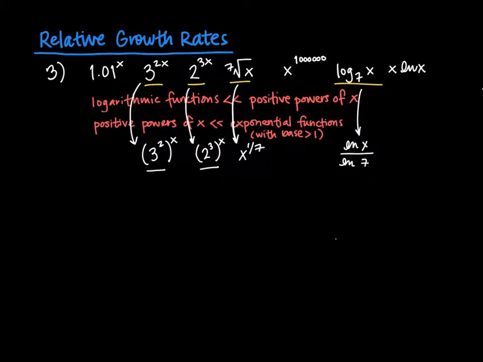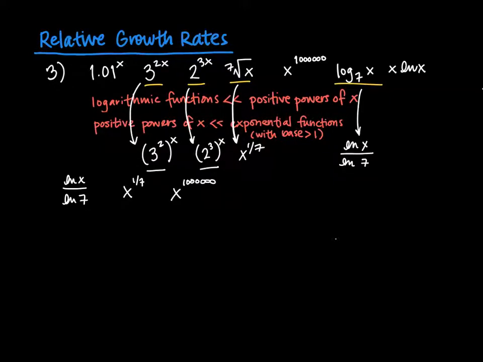The first thing we're able to notice is that logarithmic functions are going to be the slowest, then positive powers of x, then exponential functions. The logarithmic function, a clear logarithm or scalar multiple of a logarithm, is natural log of x over natural log of 7. That's going to be our slowest growing function. Then we look at the positive powers of x, and we have x to the 1/7 and x to the millionth. Based on taking derivatives and knowing what both of these functions look like, x to the 1/1,000,000 definitely will be growing faster than the 7th root of x.